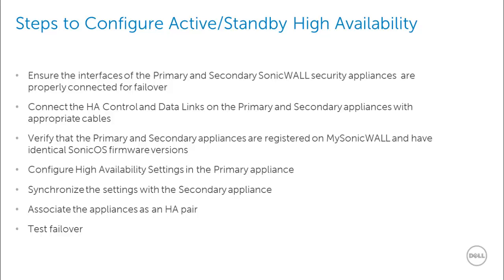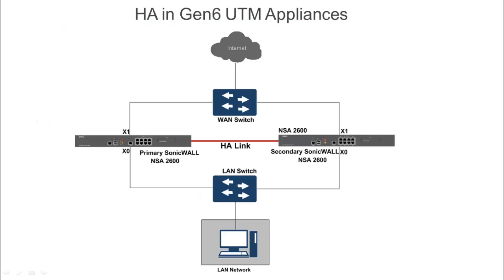Configure high availability settings in the primary appliance. Synchronize the settings with the secondary appliance. Associate the appliances as an HA pair. Test failover. This network diagram shows how to set up the physical connectivity of the primary and secondary appliances.